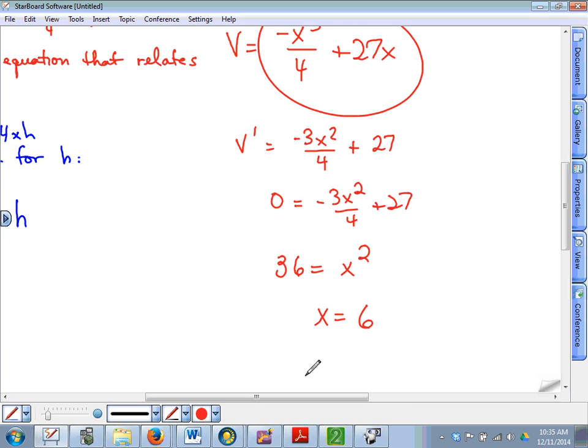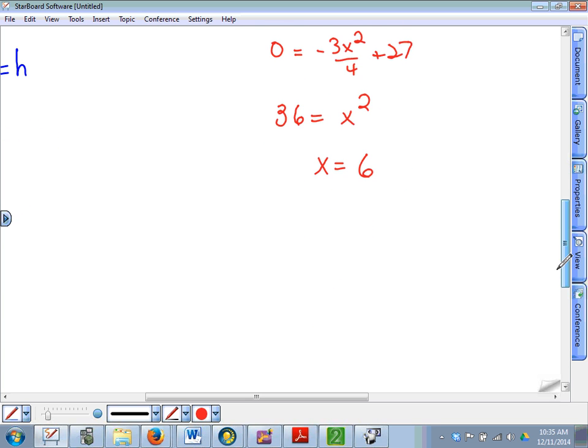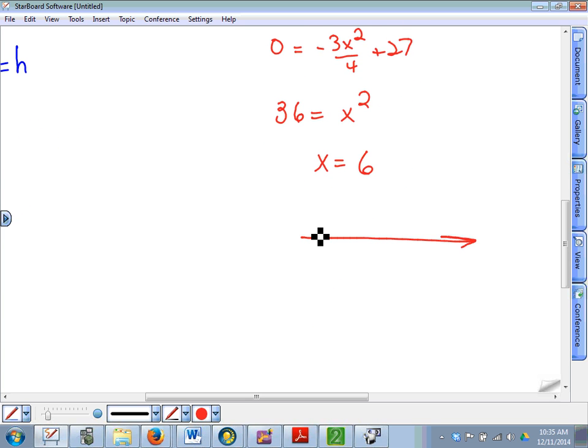Okay? Now what do we do? How do we know that this is even a maximum? You guys understand? This might be a relative minimum. I don't know. Put it on a number line with the points around it. It wouldn't be a bad idea just to verify that this actually is a relative maximum.